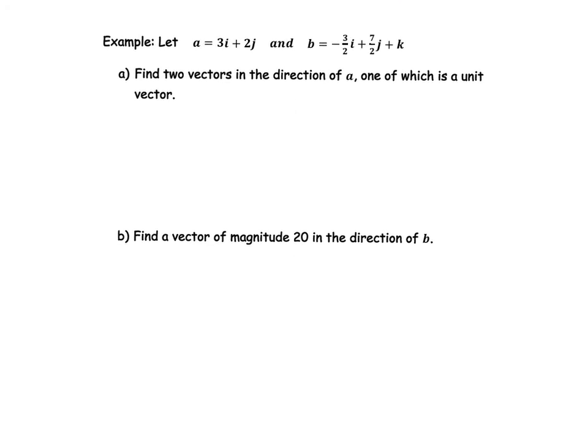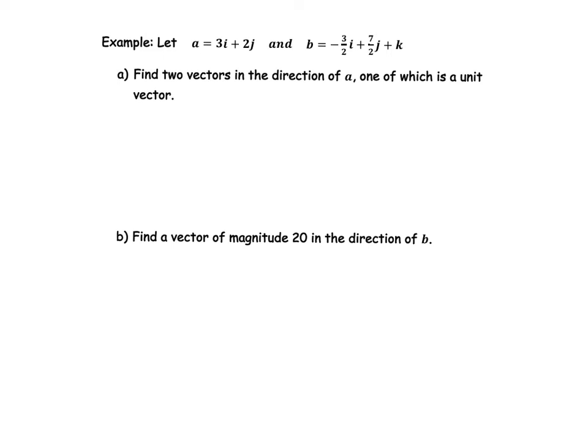Let A be the vector 3i plus 2j, and B be this vector with a bunch of fractions. I typically like to work with what I call column vector form. So I would write A as (3, 2). My first number is the change in the x direction, second number the change in the y direction. And B I would typically refer to, just for less writing, as (-3/2, 7/2, 1). Preference, it's all up to you, unless you're prompted to use one or the other in your answer.